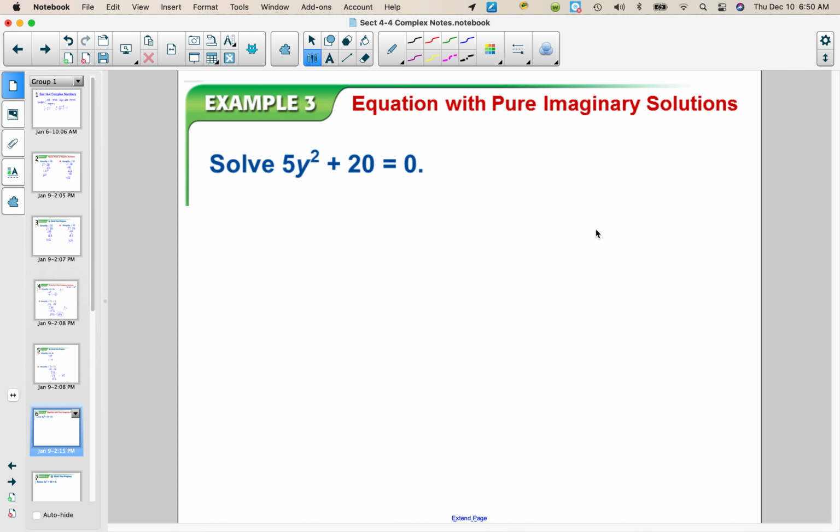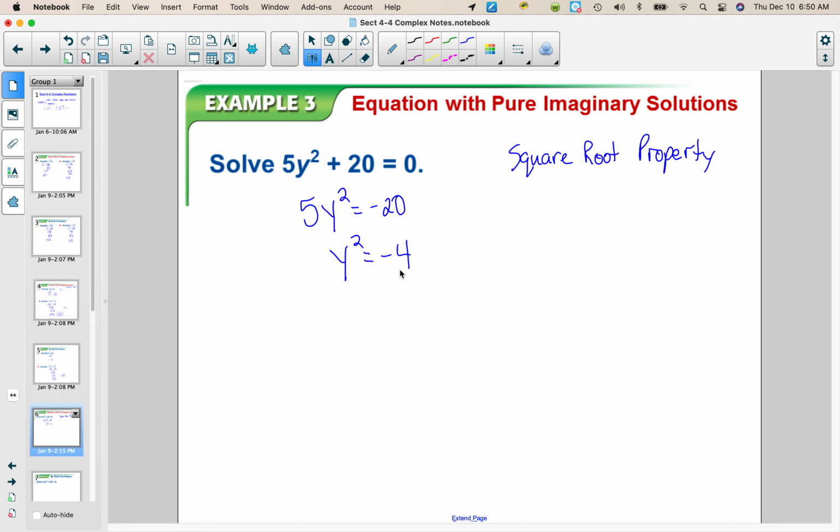So then how does that impact solving an equation? Suppose I'm trying to solve the equation 5y squared plus 20 equals 0. This is a quadratic equation because my variable is squared. And it's also one where we would use the square root property because there's no linear term. So to solve this, we're going to use the square root property. I'm going to subtract 20 and divide by 5. So I get y squared equals -4.